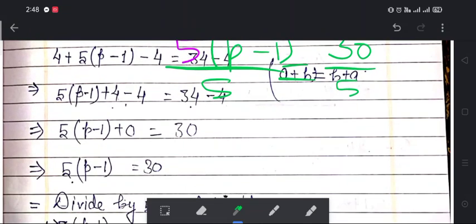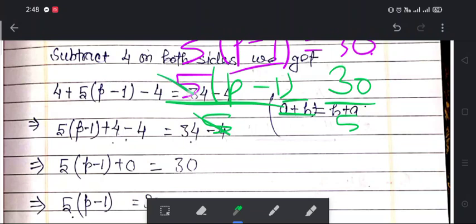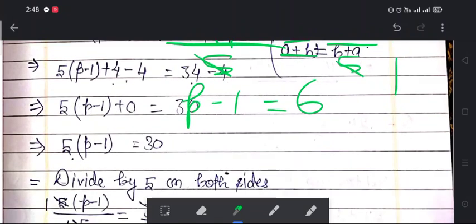Okay, and here we can see 5 and 5 cancelled out, and we get p minus 1 is equal to 5 ones are 5 and 5 sixes are 30. So here we get p minus 1 is equal to 6. Now again we can see that 1 is subtracted from p. So in order to convert this 1 to 0, we have to add 1 on both sides.